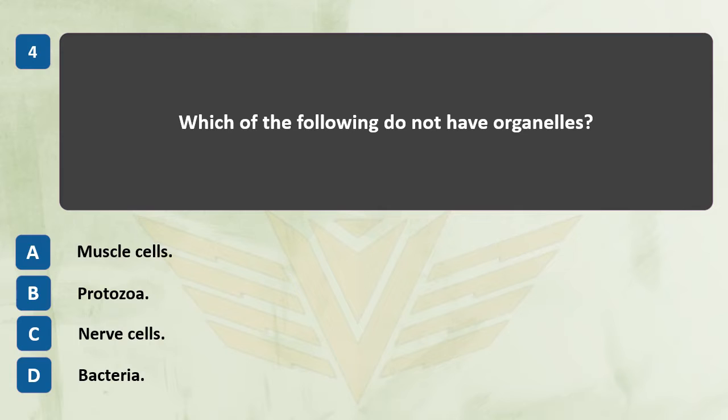Which of the following do not have organelles? A. Muscle cells, B. Protozoa, C. Nerve cells, D. Bacteria.